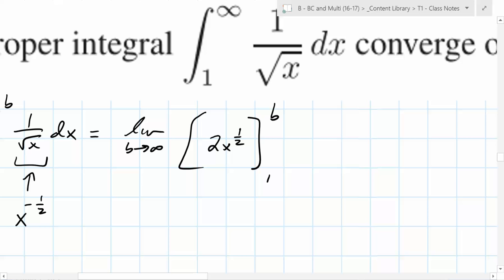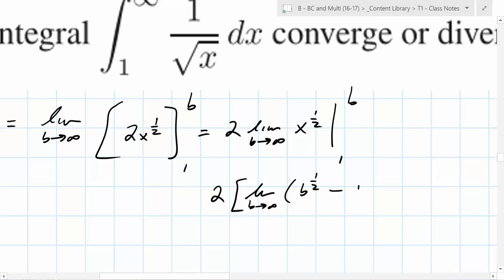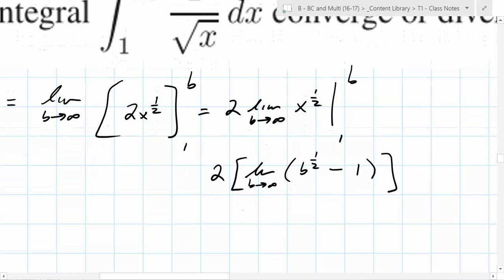Can we factor out that 2? I love taking the easy. You'll hear me say that a lot in this class. Take the easy. Yes, it takes less than 30 seconds to write it over again, but do it. So what does this turn into? 2 times the limit as b goes to infinity of what? Minus 1, right? And what happens here? What does this do?